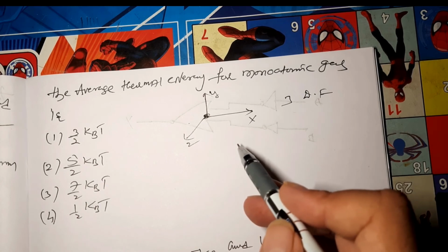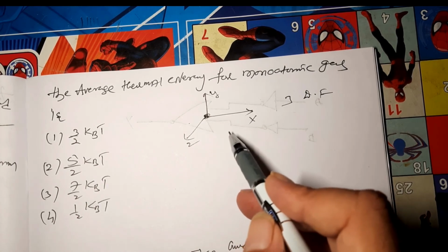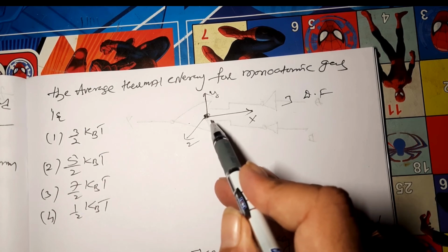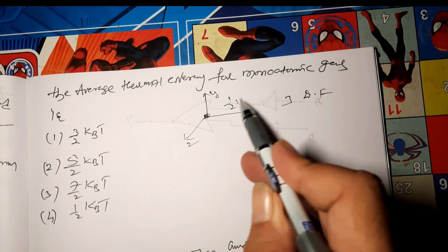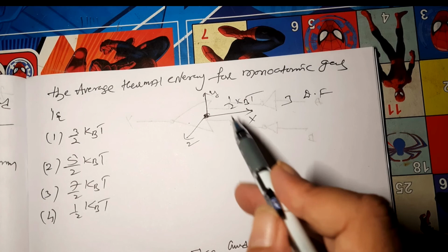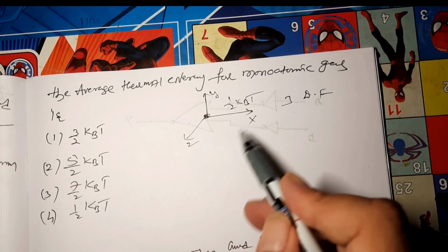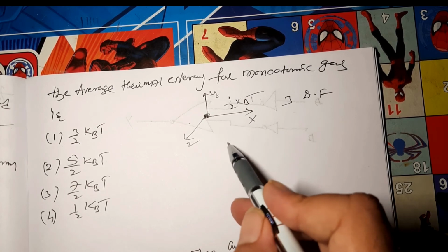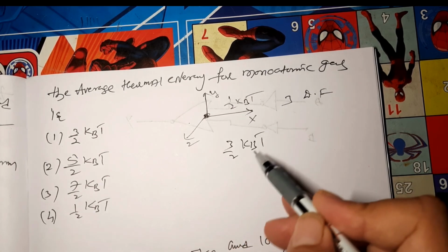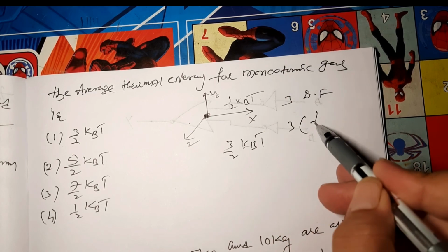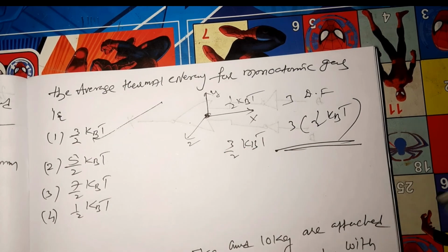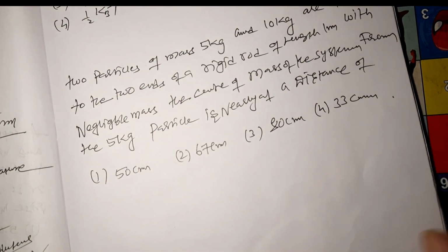So according to the equipartition theorem, the energy associated with each degree of freedom is half kBT. Okay. So this monoatomic gas has 3 degrees of freedom, so its average thermal energy is 3/2 kBT. That means 3 into half kBT. So our answer is option 1. Right. Next question.